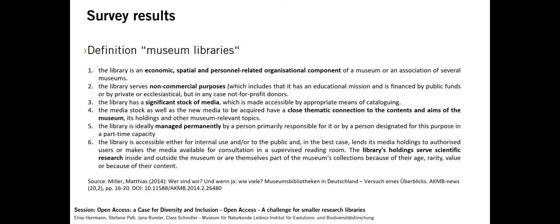This definition is, I think, a good structured one. Originally it's in German, so I translate it just for the audience today. We decided museum libraries in this case are an economic, special and personnel-related organizational component of a museum. It has a non-commercial purpose. It has a significant stock of media, and the media is acquired in close thematic connection to the content and aims of the museum. It is ideally managed permanently by a person or by a person designated for this purpose in a part-time capacity. And the library holdings serve scientific research and could also be a part of the museum collection, which is also the case in our museum here in Berlin.